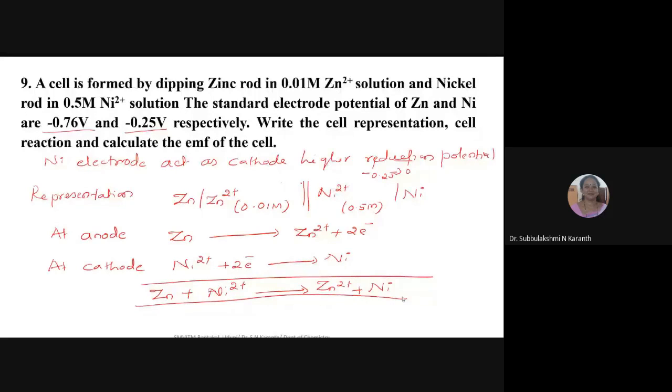Now, the next thing is you have to calculate the EMF of the cell. Am I audible? Can you confirm? My slide is visible. My voice, is it clear? Yes, ma'am.